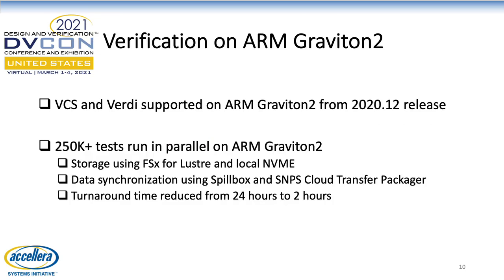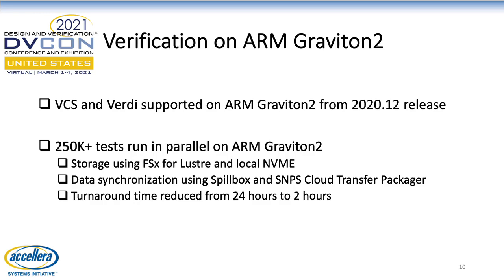Finally, I'd like to end with a summary of our own internal efforts at running our verification jobs on AWS Graviton. As part of our support for VCS, VRD, and VIPs on Graviton, we migrated part of our regression environment over to AWS. This involved running about 250,000 plus tests on AWS. For storage, we relied on FSx Lustre for persistent storage, with the simulation jobs themselves using the local NVMe disks for scratch, which essentially actually helped performance.